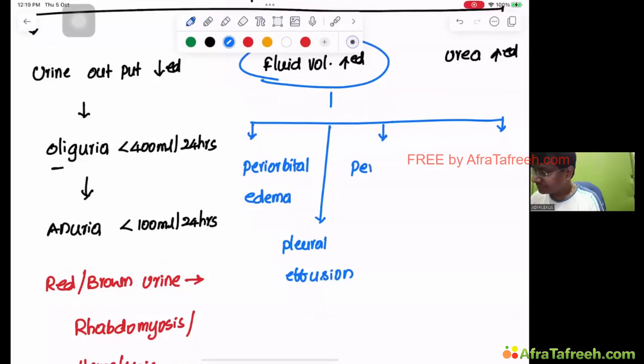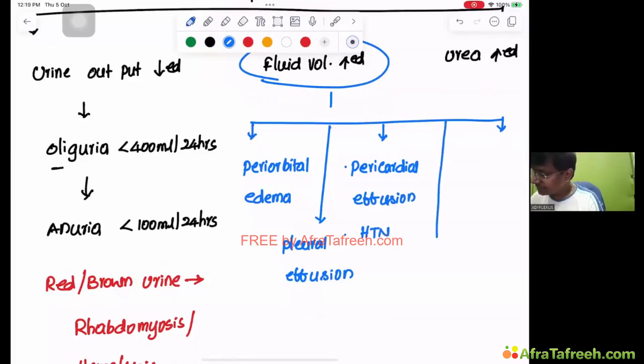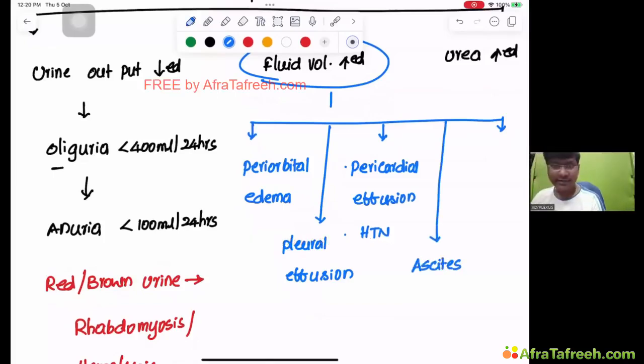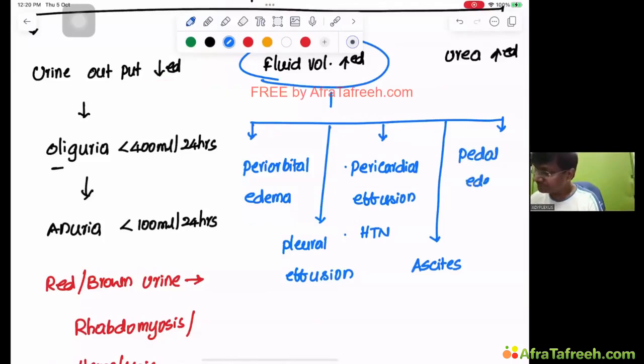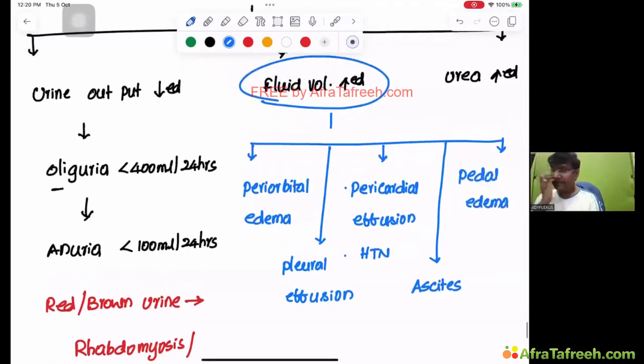There can be development of pericardial effusion. And another important cardiac abnormality that you can have because of the fluid abnormality is hypertension, right? And the fluid will also accumulate in the third space. That will result in ascites, right? And the fluid will also accumulate in the legs. That will result in pedal edema. Okay, so these are the abnormalities because of the fluid overload.